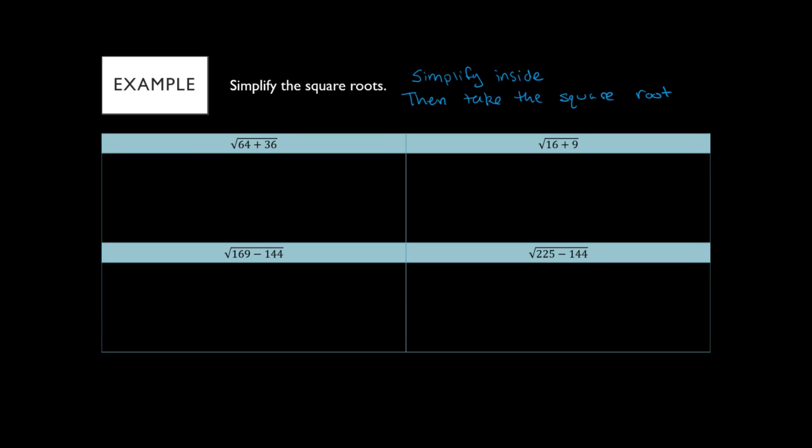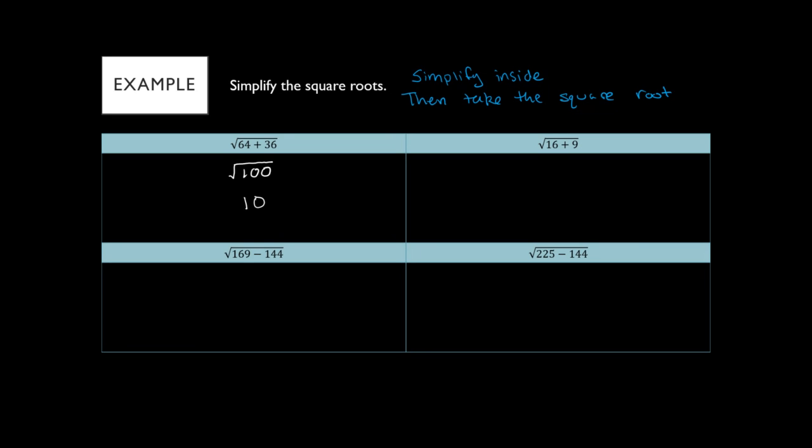So for 64 and 36, I have to add those together first. So 64 plus 36 is 100. When I add it, I still have the square root symbol because I haven't taken the square root yet. Now I'm going to take the square root. And the way it was originally written didn't have any minus signs, so we're still using the positive version here. So the square root of 100 is equal to 10. And so that's how you simplify it: you combine inside first, then take the square root.